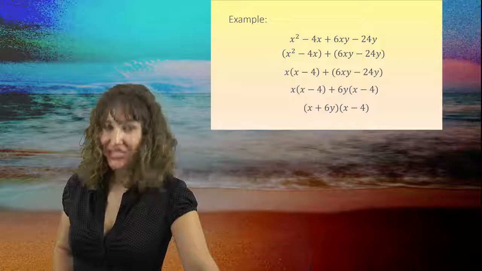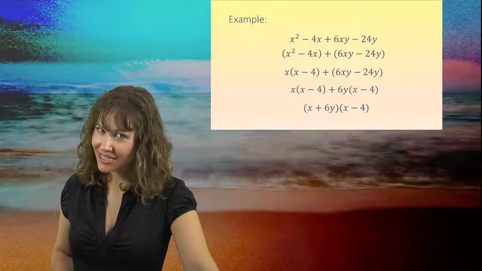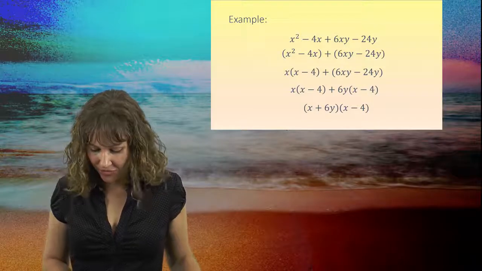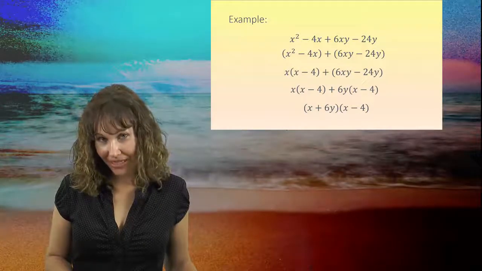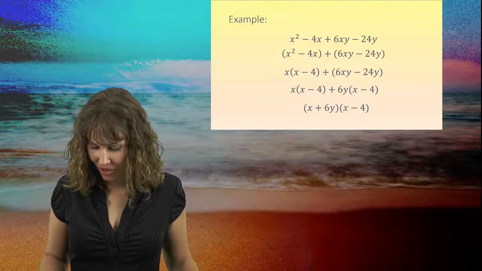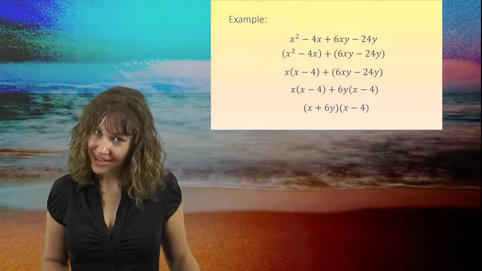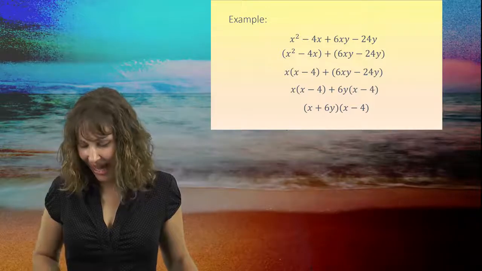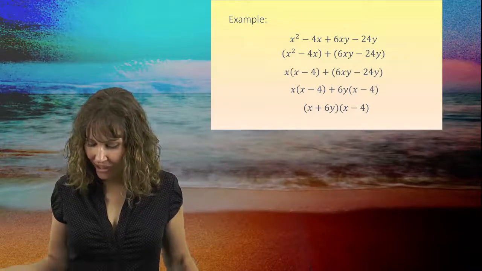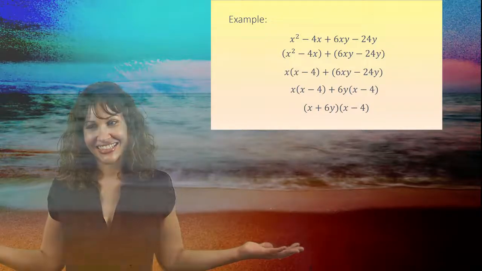And then what you have to do, and this is the step that people tend to get confused about, we're applying the distributive property here. If we have x being multiplied by x minus 4 and 6y being multiplied by x minus 4, we can put the x and the 6y together in one set of parentheses, and it'll be multiplied by this x minus 4. So now we have our binomial and we factored it.